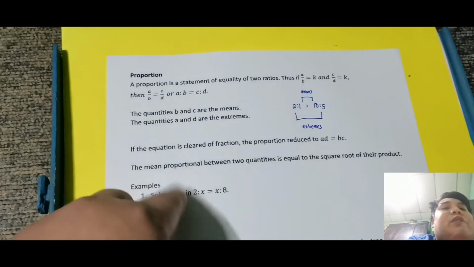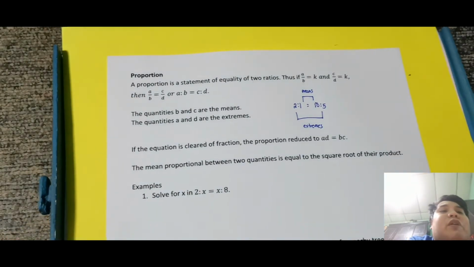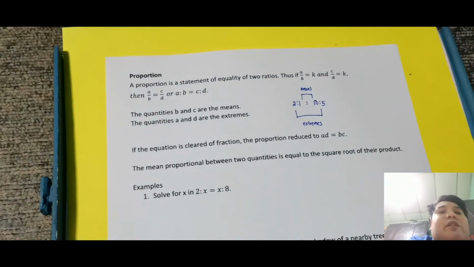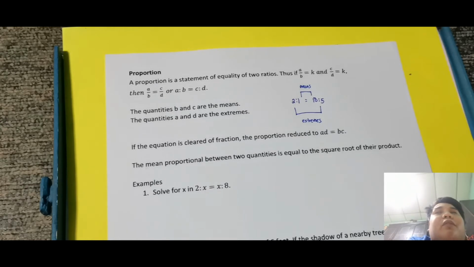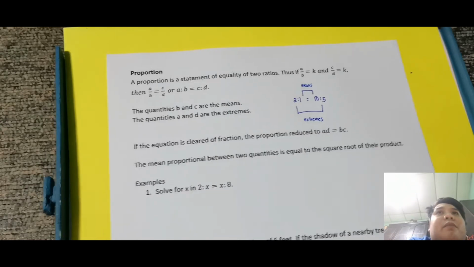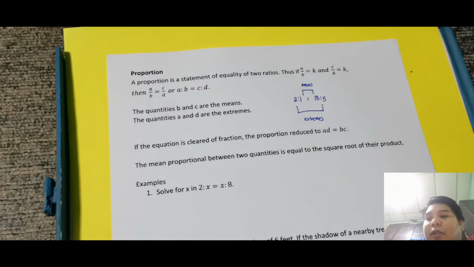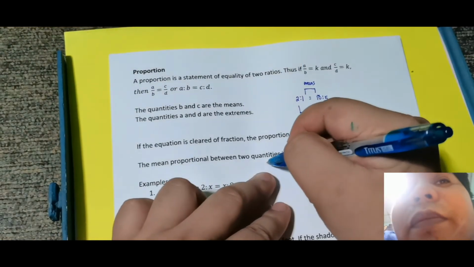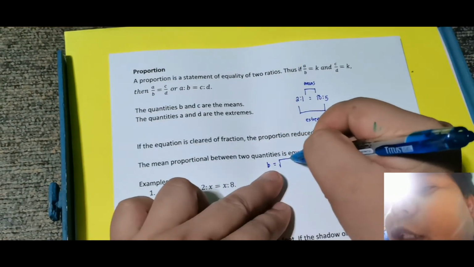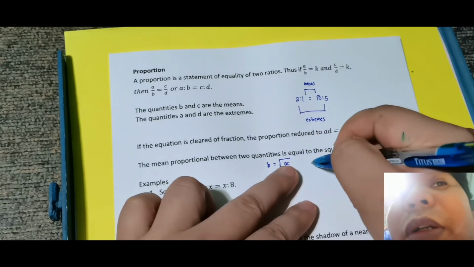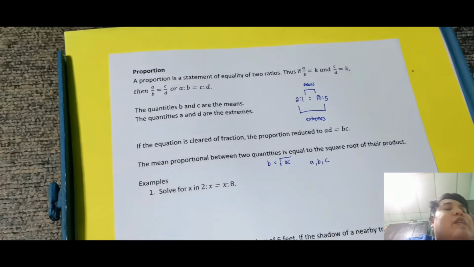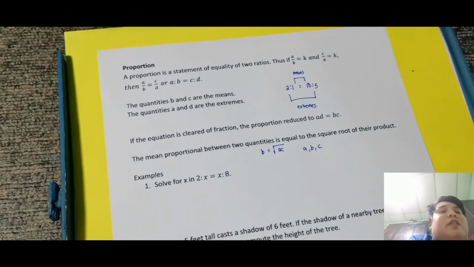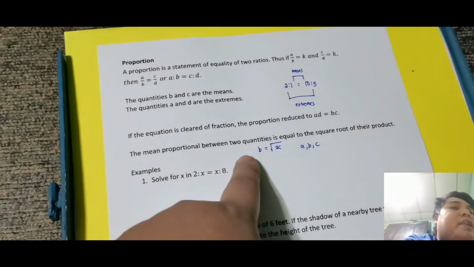The mean proportional between two quantities is equal to the square root of their product. So, kung may dalawang quantity, kunin ko lang yung square root nilang dalawa. For example, meron akong B, that is B is equal to square root ng AC. Whenever meron kang A, B, and C, para makuha ko yung B, yung mean proportional, that is simply square root ng A times C. Okay, gagamitin natin someday.